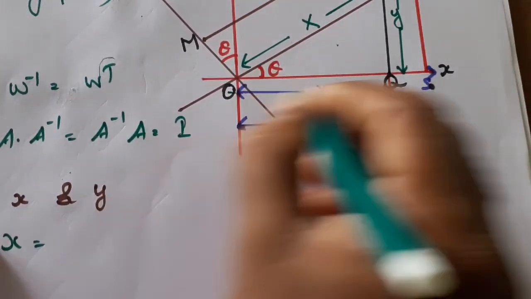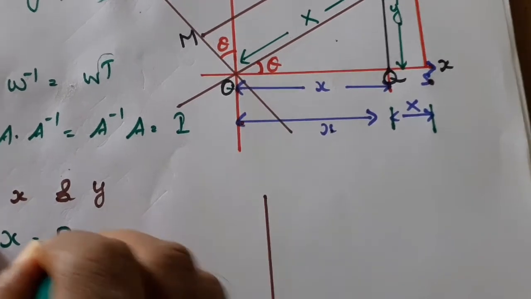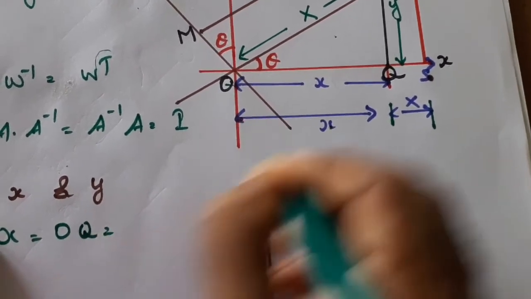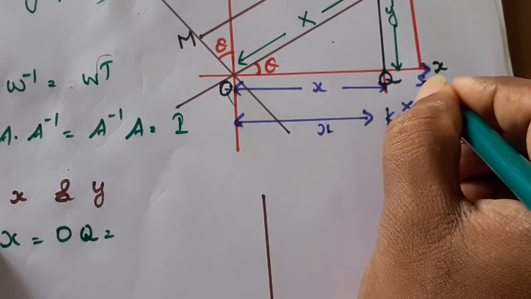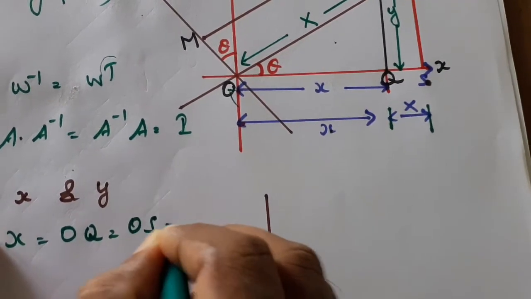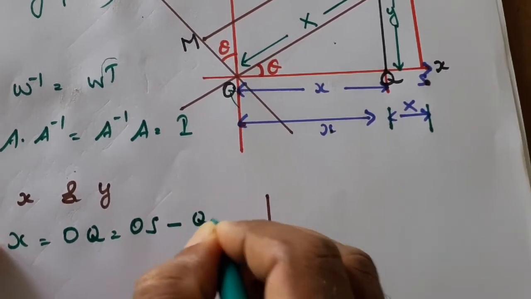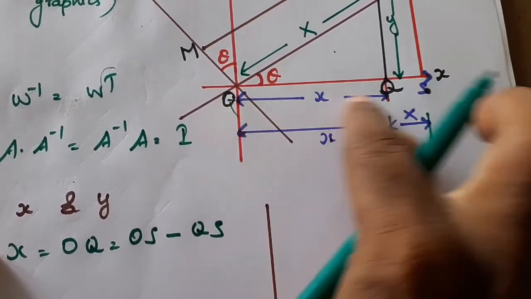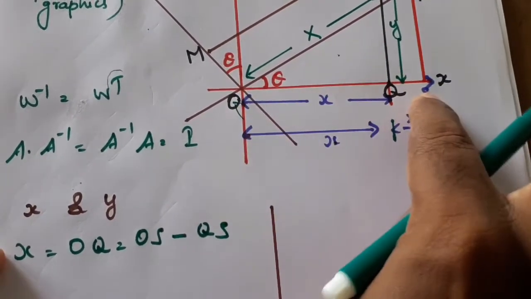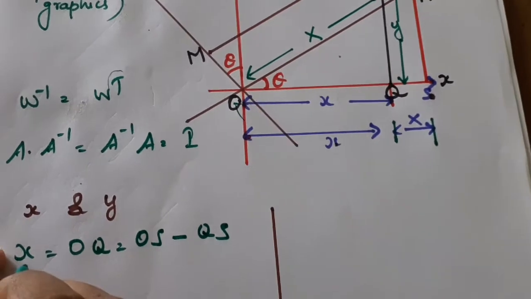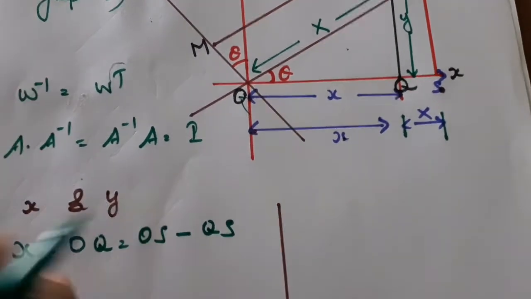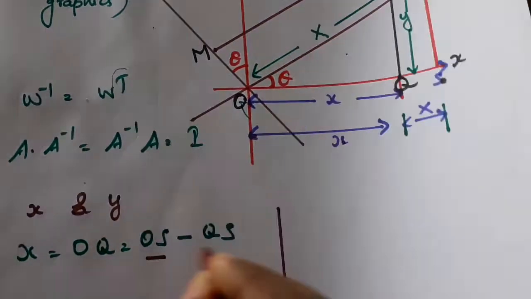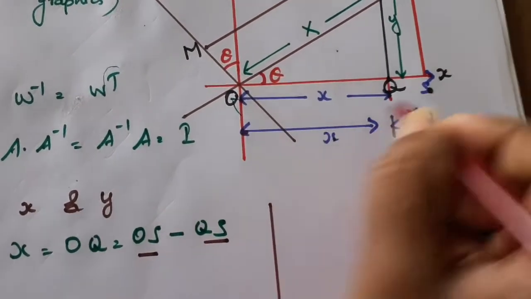So how do we find OQ? OQ is O to S, OS, minus QS. That means the total part O to S minus QS; only then can we say small x. So how do we find OS and QS?